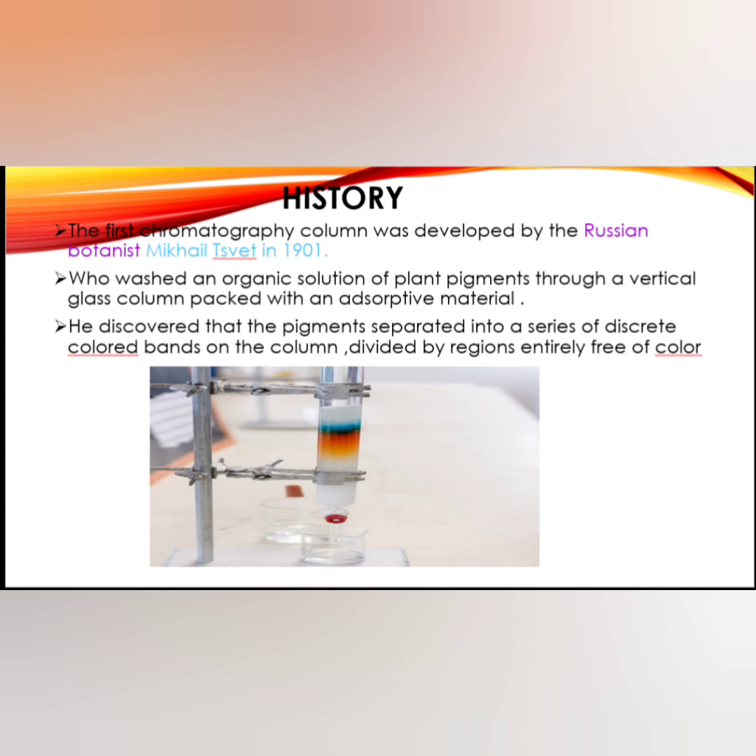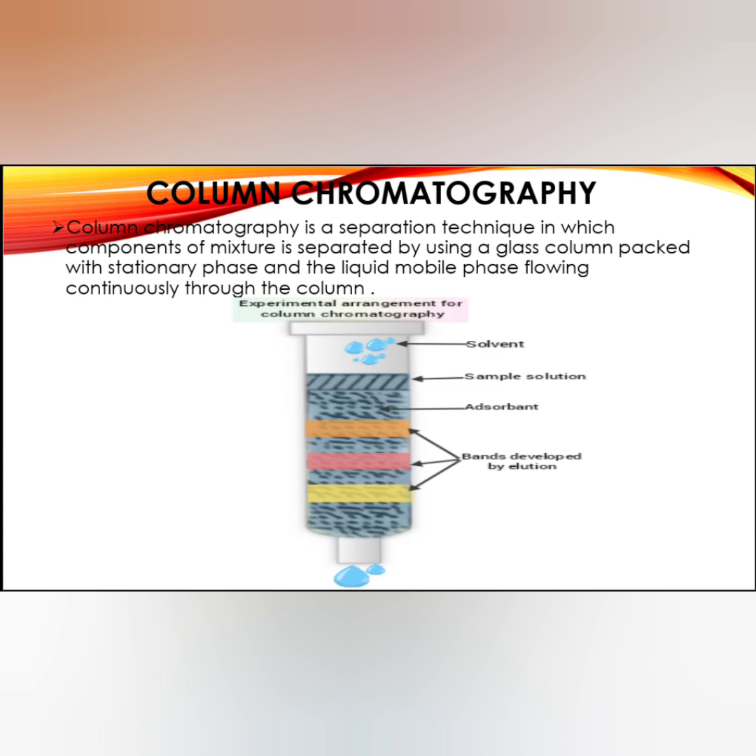History. The first chromatography column was developed by the Russian botanist Mikhail Tswett in 1901, who washed an organic solution of plant pigment through a vertical glass column packed with an adsorbent material. He discovered that the pigment separated into a series of discrete colored bands on the column, divided by regions entirely free of color.